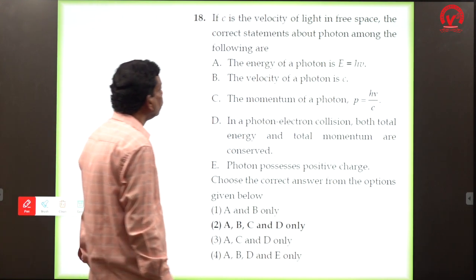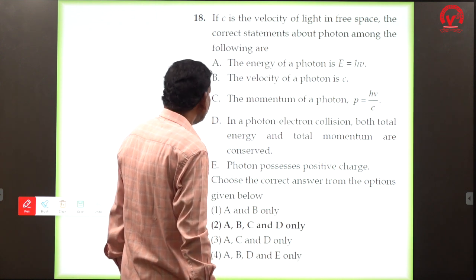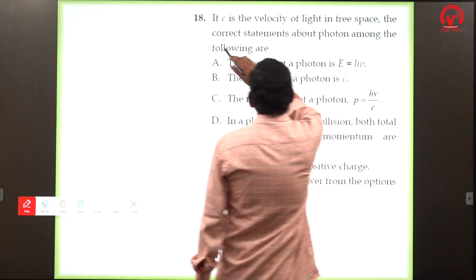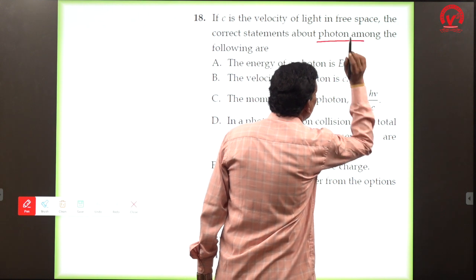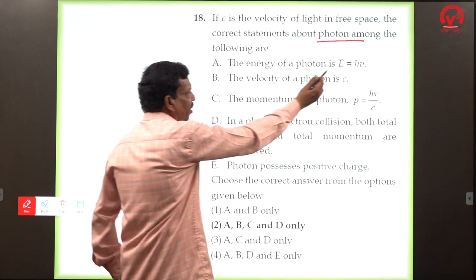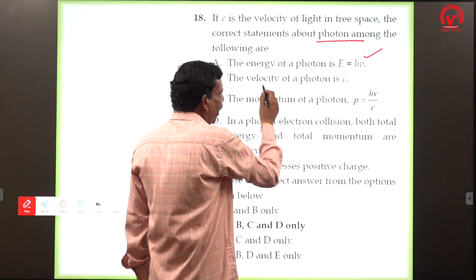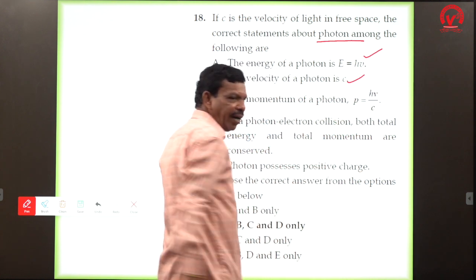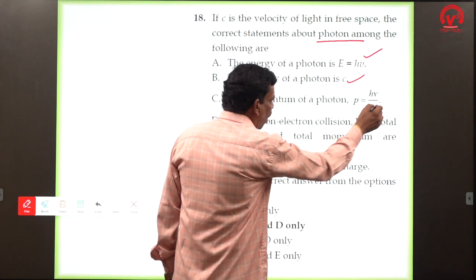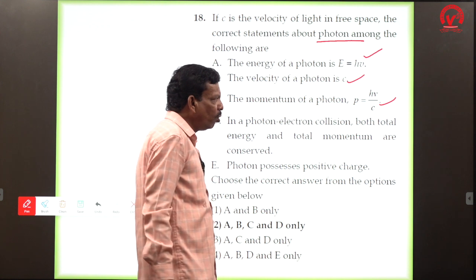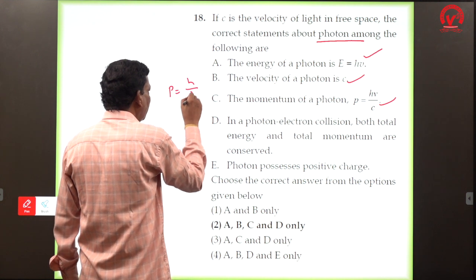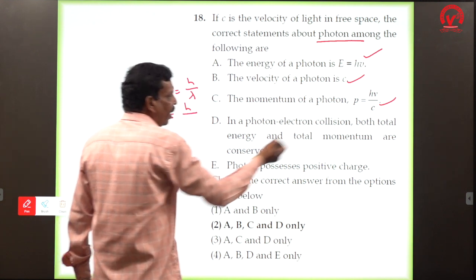Next, so lengthy. If c is the velocity of light in free space, the correct statement about the photon among the following is about the photon. Okay, photon energy is E equal to h nu, correct? And a photon moves with the velocity of light c, that is 3 into 10 power 8 meter per second. And momentum of photon, we already know the formula: P is equal to h by lambda. So lambda is what?